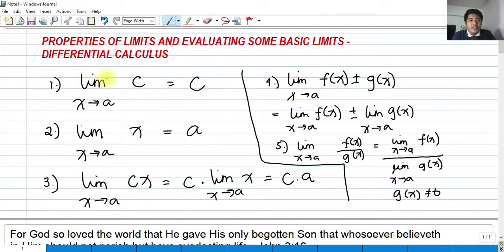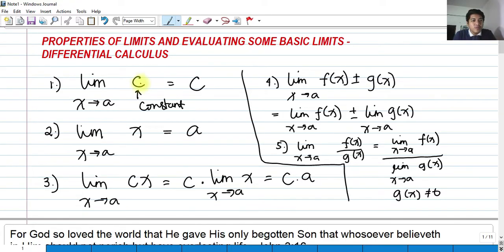This is read as the limit of c as x approaches a. Again, the limit of c as x approaches a is equal to c, where c is any constant number and a is any real number, a real value. We can substitute. So if we evaluate the limit of a constant as x approaches a, that is only equal to the constant itself. So, the limit of a constant value is the constant itself.